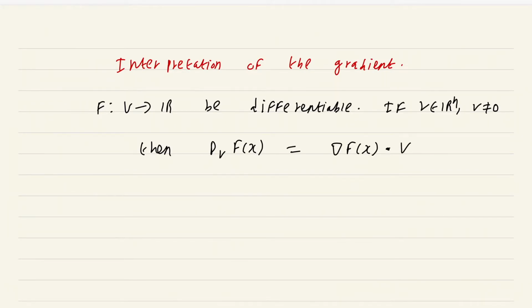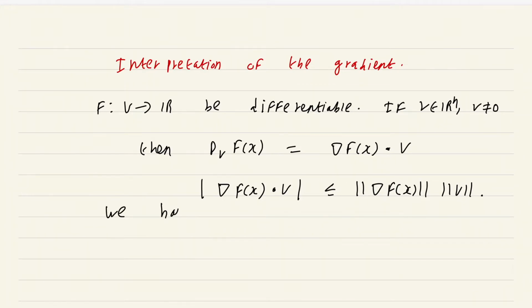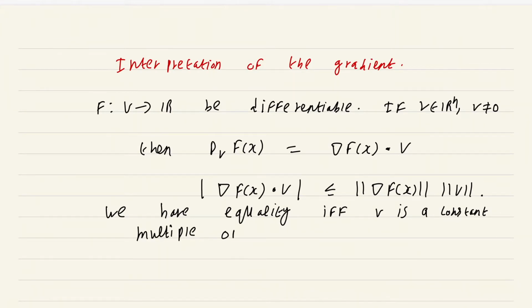Now we already know that the Cauchy-Schwarz inequality, which applies for more general inner products, and specifically applies to the dot product, is going to tell you that the modulus of this is less than or equal to the norm of the gradient of f at x times the norm of the vector v. And in fact we have equality. Recall from our study of normed vector spaces, we have equality if and only if v is a constant multiple of this gradient.